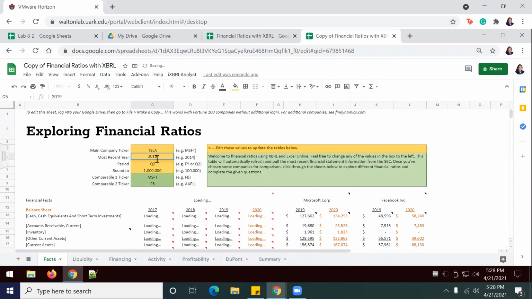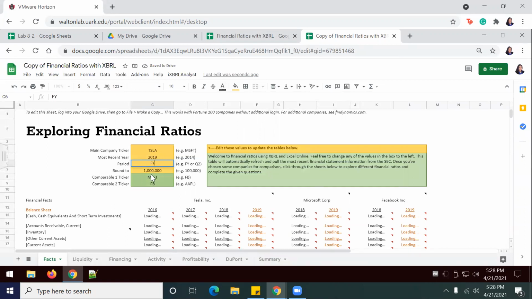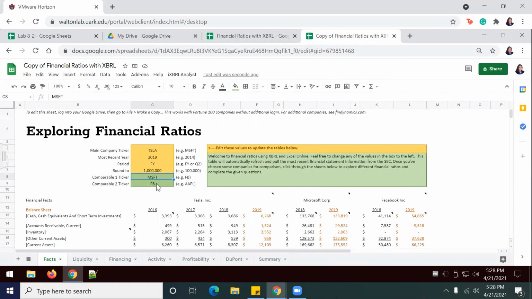So in this case, we're going to compare Tesla and their 2019 financials. We want it for a fiscal year. I'm going to use all caps, and I'm going to leave this to round to the nearest million. And we're going to compare them to Ford, not Facebook, just Ford. And in this case, General Motors. So I'm going to click OK or enter here. Let me change these to lowercase.